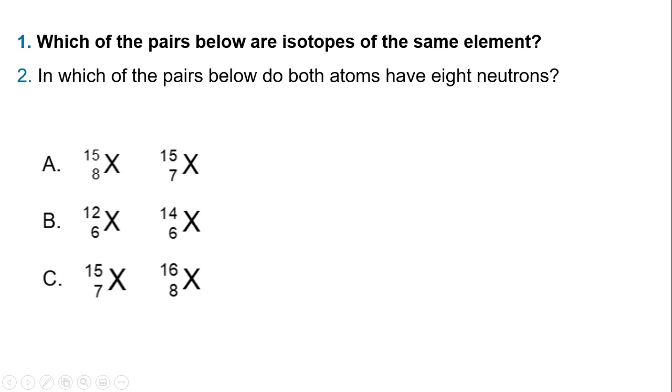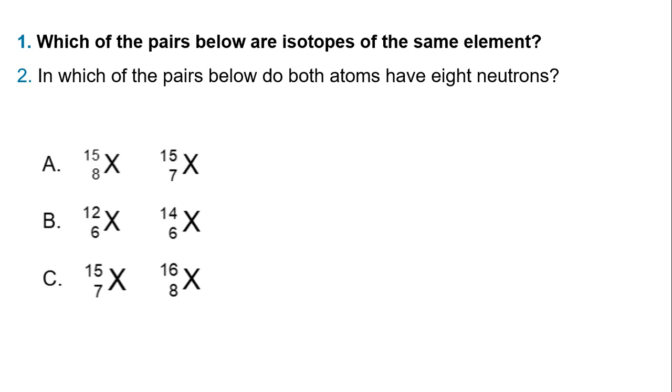Which pairs below are isotopes of the same element? The key thing here is that if it's the same element, it has to have the same protons. If it does not have the same protons, it is not the same element. You are dealing with two different elements on the periodic table.